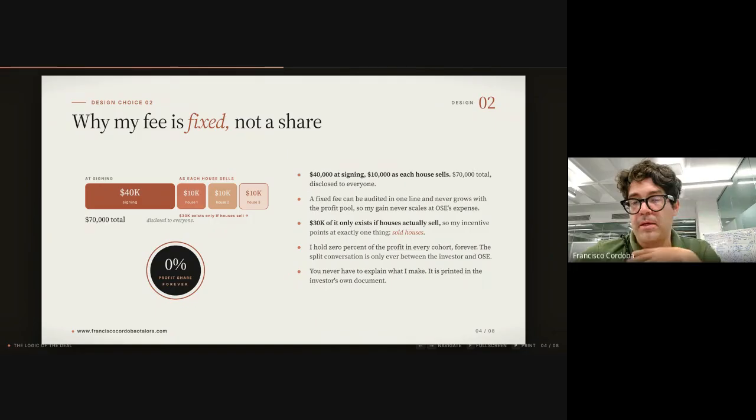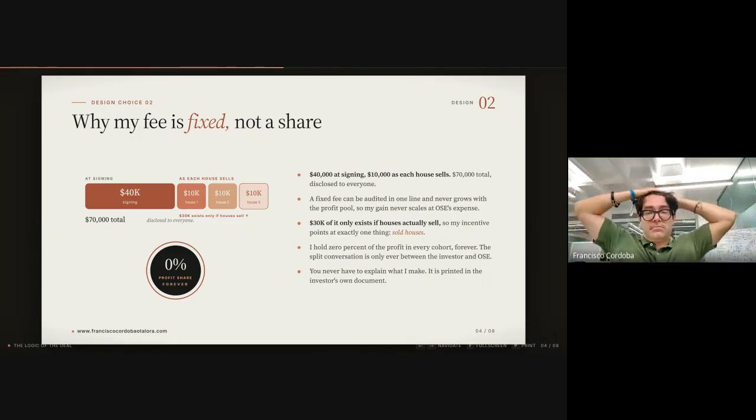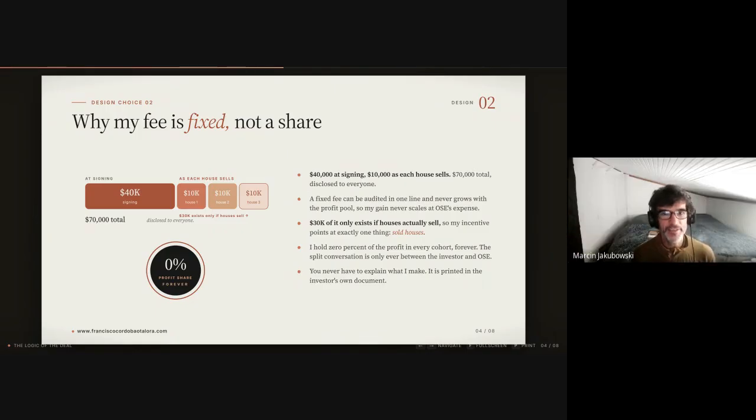This is my fee, for example. I said a 40K signing and then 10K per house, period. So maybe with OSE, we should also structure something similar. And you're right. From an investor perspective, everything is clearer, like, I know how much I'm paying. Yes, I think so. Clarity. I think that's the advantage.